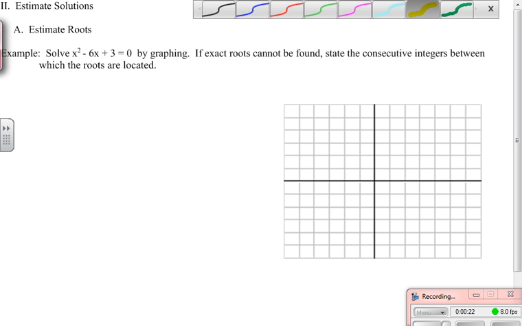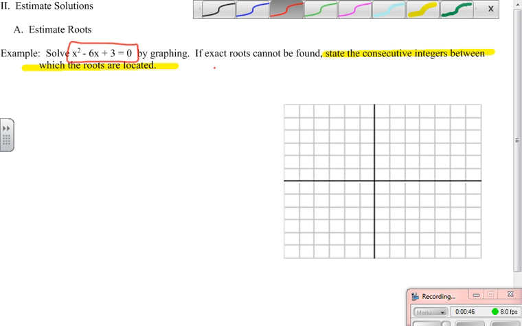And our procedure in that case is we are going to state the consecutive integers between which the roots are located. So basically between 3 and 4. Between negative 2 and negative 1. So that is going to be our procedure for doing an estimate of our answer. So we're going to go ahead and use our exact same procedure on this equation.